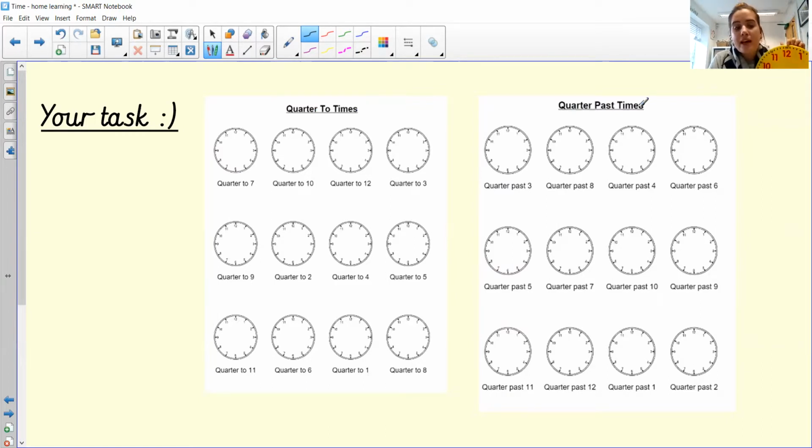Now, one of the things that I would recommend you do for each one is you have a go at making it on your clock first. So if we look at this one, quarter past three, I've got 3 o'clock, then you can find quarter past and you can draw the hands in from your bigger clock so you can have a practice at moving them round. I can't wait to see all of your time work from this week.